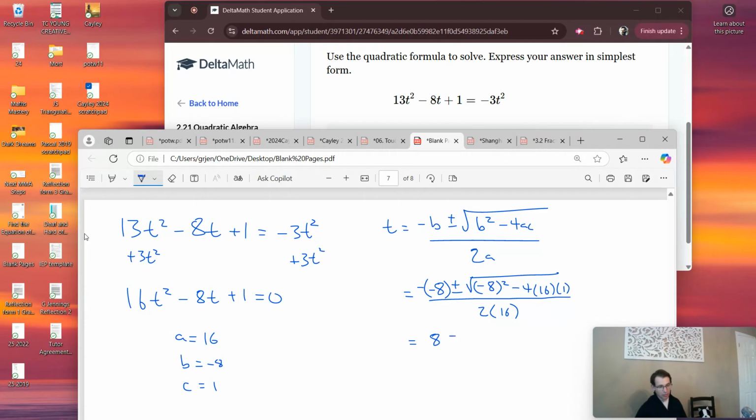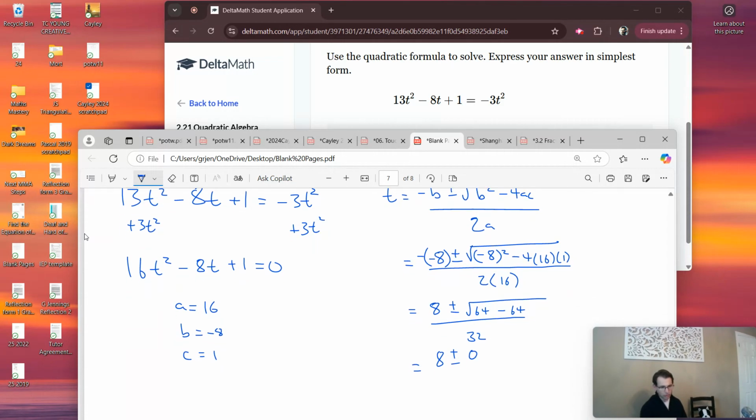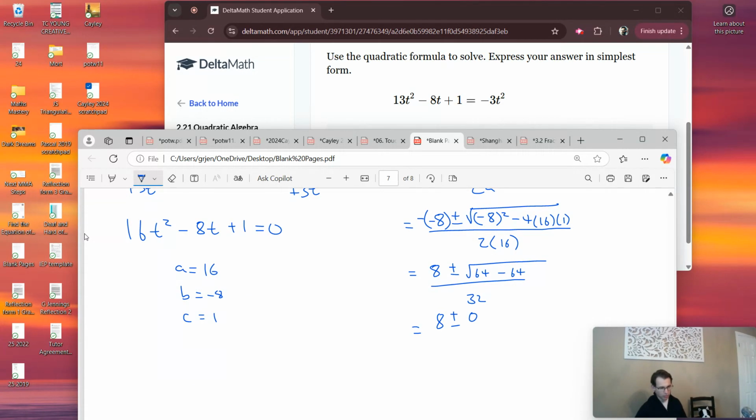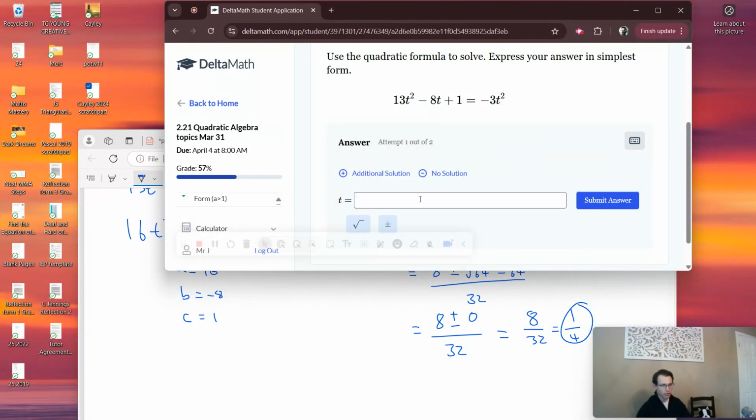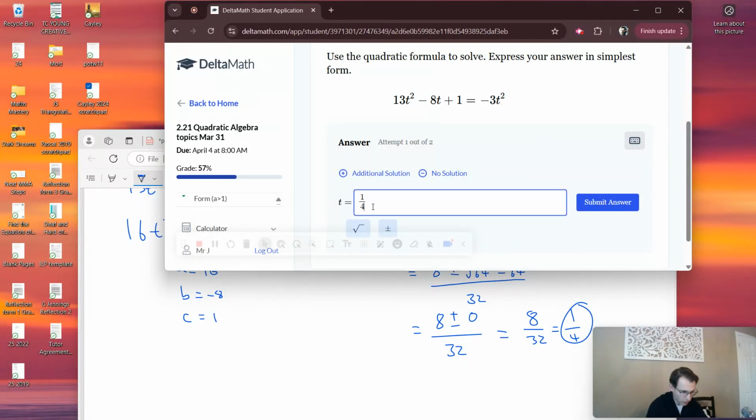This is going to be 8 plus or minus the square root of 64 minus 4 times 16, which is 64, all over 32. Well, that is to say 8 plus or minus 0, because the square root of 0 is 0. Don't make me write square root 0 and then tell you that it's 0. Over 32, that's 8 over 32, which is 1 over 4. Yeah, these are rational. So t is equal to 1 over 4.